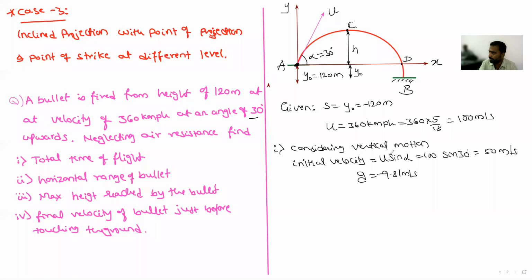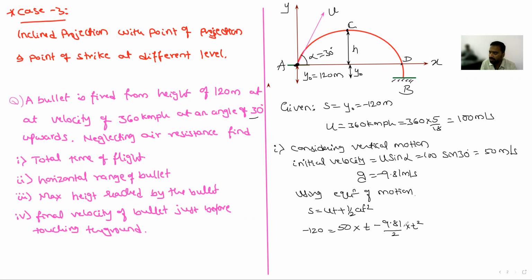Okay, in the vertical motion I am telling. Then using equation of motion, s is equal to ut plus half at square, correct? So what is the s? S is given 120, that is plus or minus? Minus. Minus 120 is equal to, in the vertical direction what is the initial velocity? 50, u sin alpha. 50 into t. I have to determine the value of t. Then half at square, a is minus, correct? Minus 9.81 divided by 2 into t square.